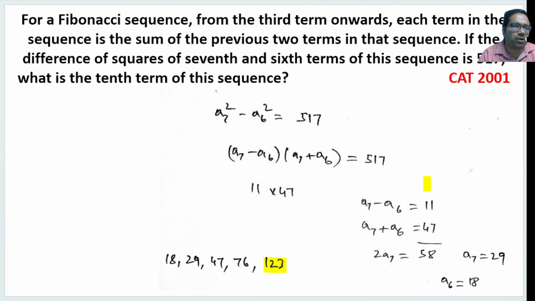It's a pretty straightforward problem. We just need to identify that this is a difference of squares and be able to write it like this and split it into the factors. We just need to identify that there are not many factors of 517. This is the only way. Right guys? Simple problem, but important problem.